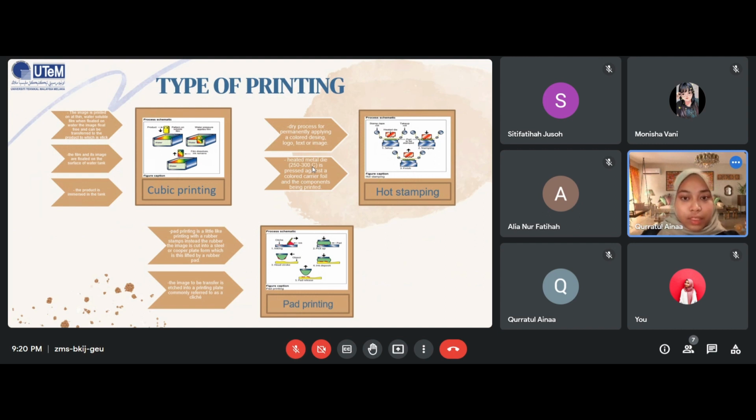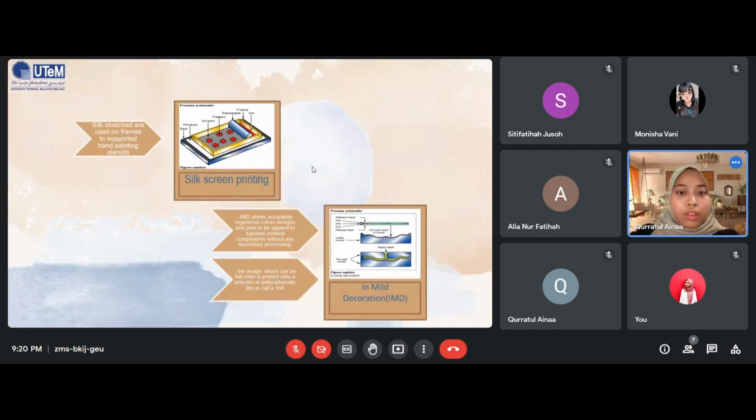Pad printing is a little like printing with a rubber stamp. Instead of the rubber, the image is cut into a steel or copper plate, from which it is lifted by a rubber pad. The image to transfer is attached to a printing plate commonly referred to as a cliche. For silk screen printing, silk stretched on frames is used to support hand painted stencils. The last is in-mold decoration, IMD.